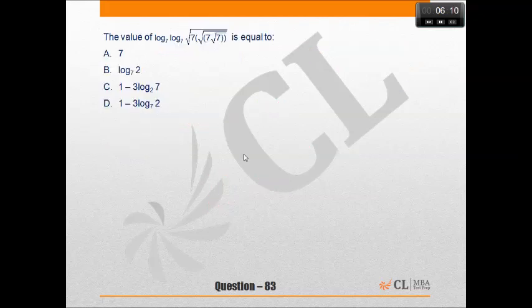This can be done. So this is 7 to the power half, 7 to the power 3 by 2. Then again 7 to the power 3 by 2, that makes it 7 to the power 5 by 2. So this becomes 5 by 2. So log of 7, this entire thing is 7 to the power 5 by 2, so 5 by 2. Is that fine? So let me just put 7.